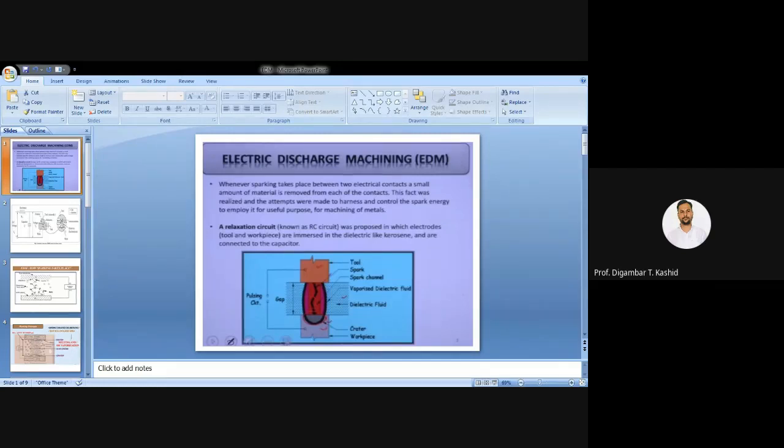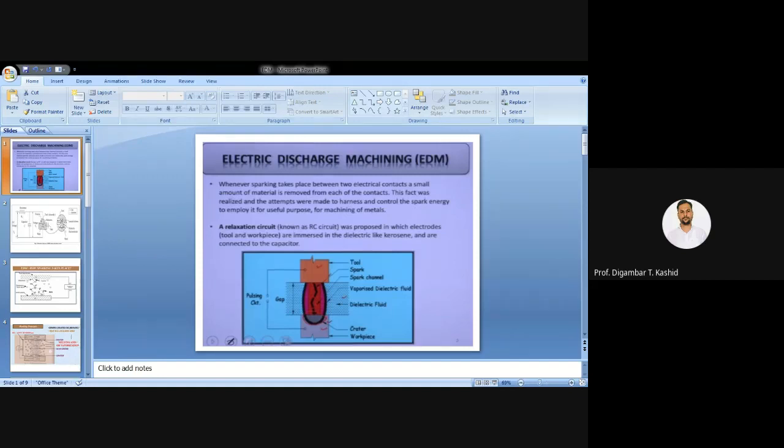So today we are going to discuss a new topic, that is called electric or electro discharge machining, or in brief, EDM. As I mentioned yesterday, this is a very popular machining process in industry. You can take the example of small scale, medium scale or large scale industry. Many industrial modules and equipments are available where they can use this electric discharge machining or EDM process.